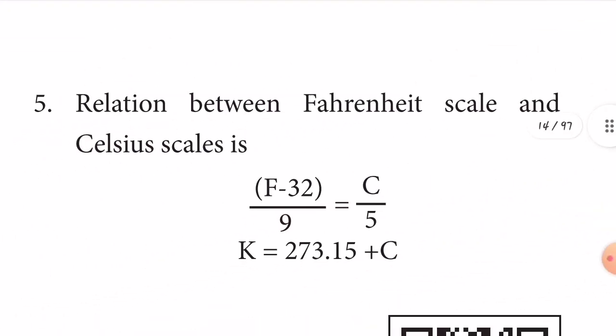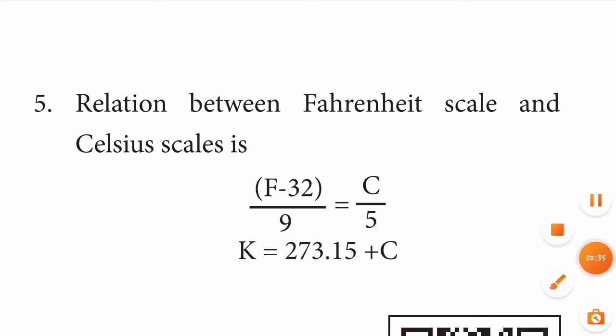And see the fifth point, children: the relation between the Fahrenheit scale and the Celsius scale. This is the common formula, children, for Fahrenheit scale to Celsius scale or Celsius scale to Fahrenheit scale. Whatever the options, you write the same formula: F minus 32 divided by 9 is equal to C by 5. All the letters are capital. Write the numbers correctly. This is your common formula, children.